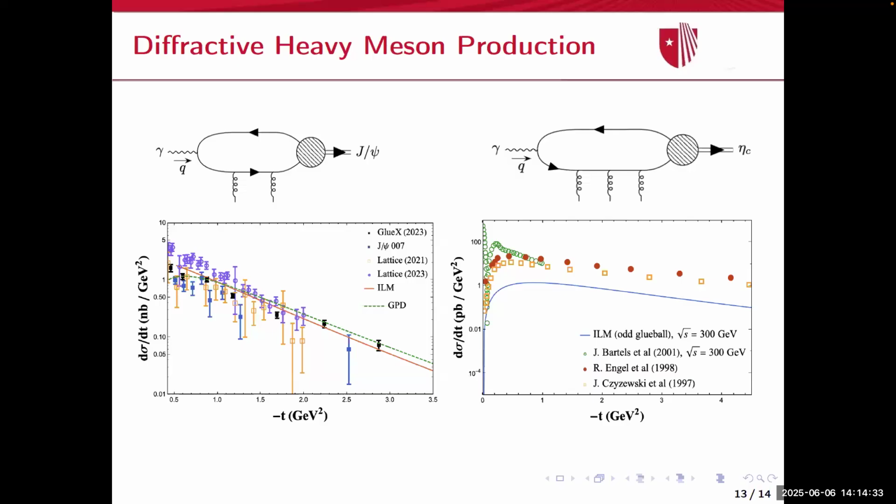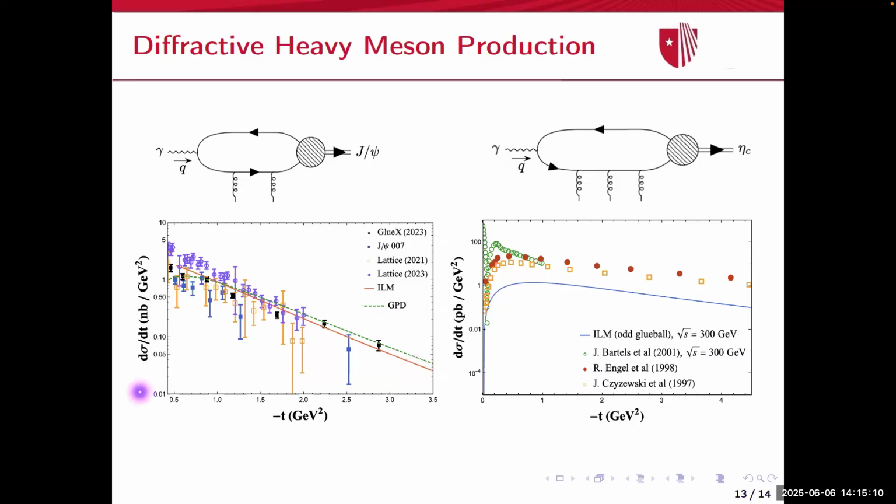So our calculation is in the regime near the threshold, which means the center of mass energy is roughly equal to the mass of the proton plus the mass of the heavy mesons. And we can calculate the differential cross-section here. You can see this is the lattice calculation and also the experiments from the GlueX and J/psi-007. And the red line is our calculation from instanton models. And you can see it's consistent within the error bars.